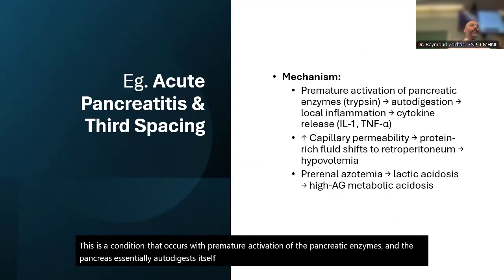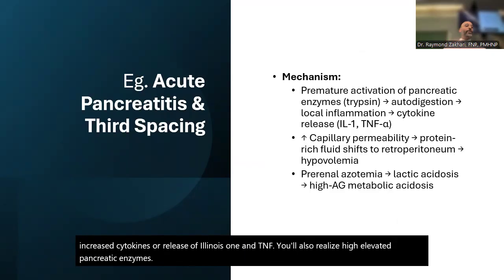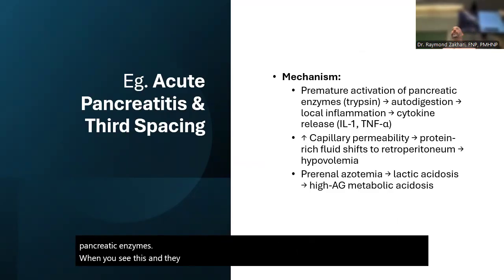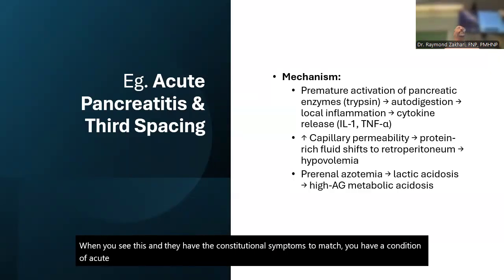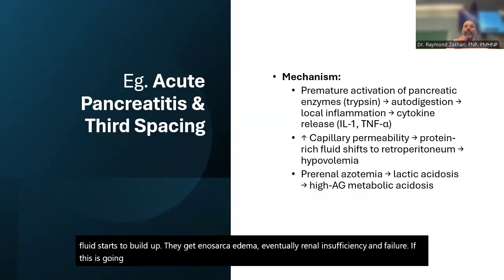And how do you know what's going on? You will notice increased cytokines or release of IL-1 and TNF. You'll also realize highly elevated pancreatic enzymes. When you see this, and they have the constitutional symptoms to match, you know you have a condition of acute pancreatitis. And of course, if the protein starts to leak out, the fluid starts to build up, they get anasarca, edema, eventually renal insufficiency and failure. If this is going unchecked, this is one of those things that can set the cascade for SIRS.